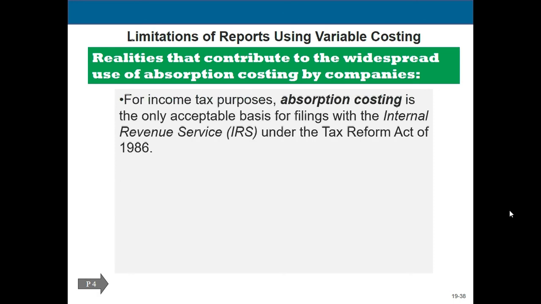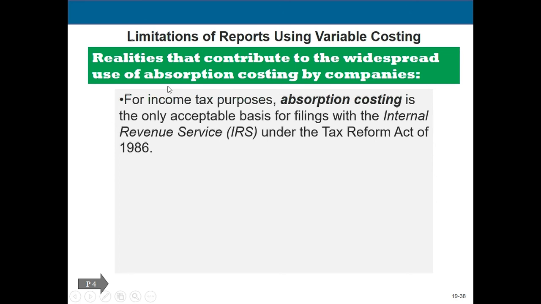Realities that contribute to the widespread use of absorption costing by companies. Here are limitations of reports using variable costing. I'm going to tell you that the limitation of reports using variable costing is management itself. Management doesn't always want you to use variable costing because they want to cheat the system and get a good bonus, and they're going to just try to keep throwing stuff in inventory, and it's a shame. You need good accountants in these situations to go in and show management that, hey, this is wrong and this is why. So you've taken my class, now you know you'd be the good accountant for those companies.